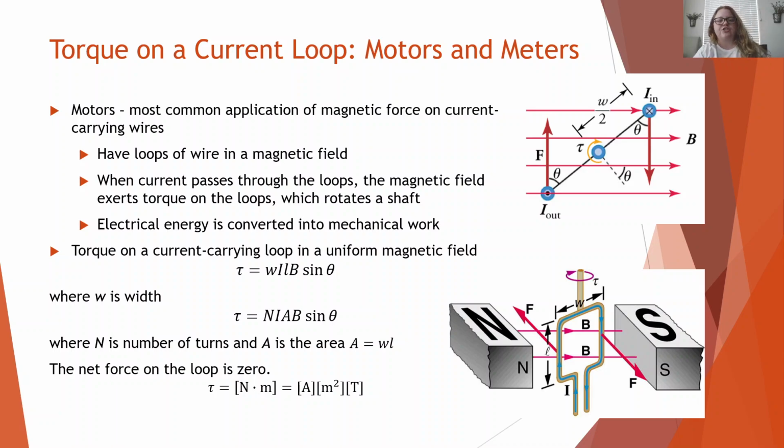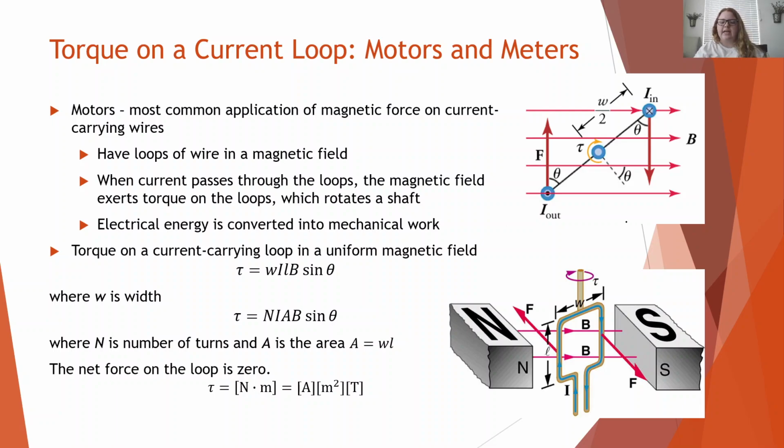Let's continue our discussion talking about torque on a current loop, looking at motors and meters. They're very similar, so I'm going to focus on motors. Motors are a very common application of magnetic force on a current carrying wire. They have loops of wire and a magnetic field. When current passes through the loops, the magnetic field exerts some torque on the loops, which rotates some shaft, and the electrical energy is converted into mechanical work. So this is the basic idea of motors.